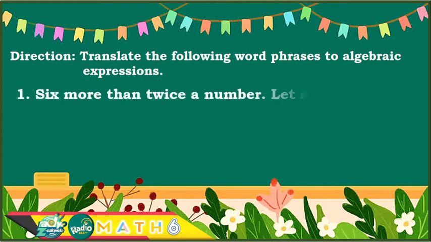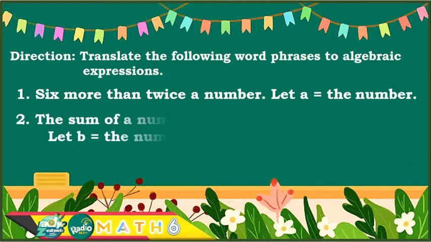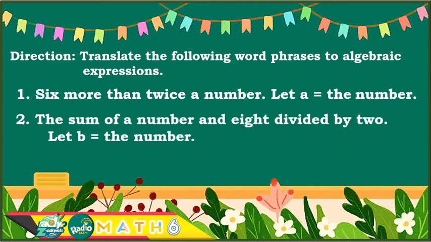Number 1, 6 more than a number, and let A equal the number. Again, 6 more than a number, let A equal the number. Number 2, the sum of a number and 8 divided by 2. Let B equal the number. Again, the sum of a number and 8 divided by 2. Let B equal the number.